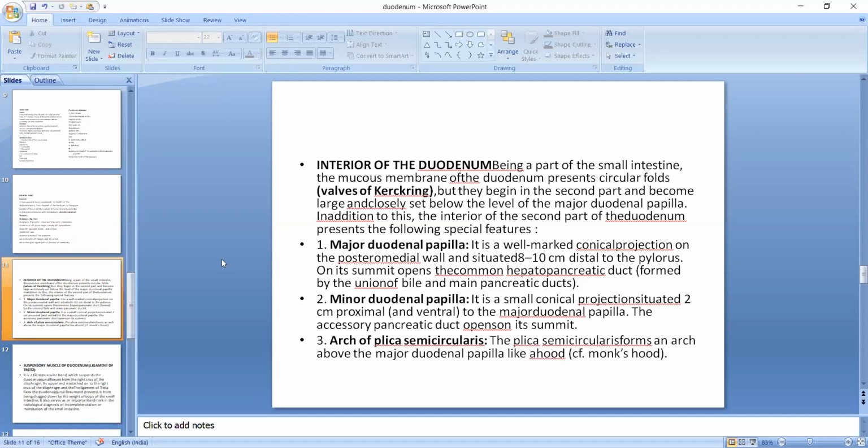Major duodenal papilla: a well marked conical projection on the posterior medial wall, situated 8 to 10 cm distal to the pylorus. On its summit open the common hepatopancreatic duct. Minor duodenal papilla: a small conical projection situated 2 cm proximal to the major duodenal papilla. Arch of plica semicircularis: this is the arch above the major duodenal papilla, like a hood.